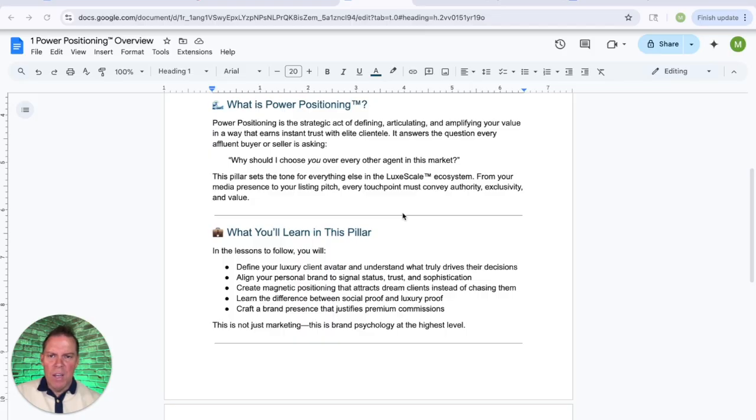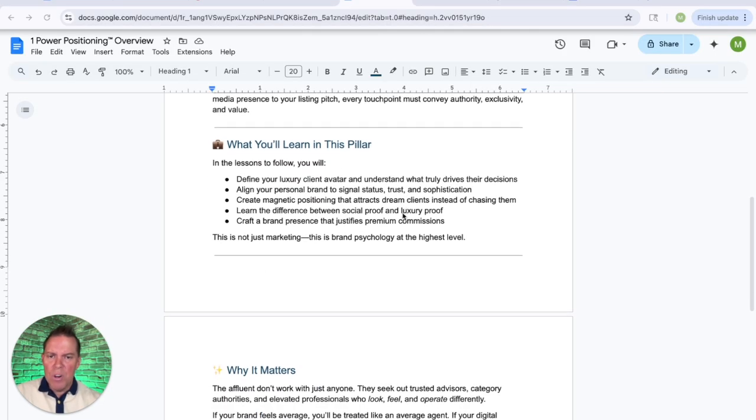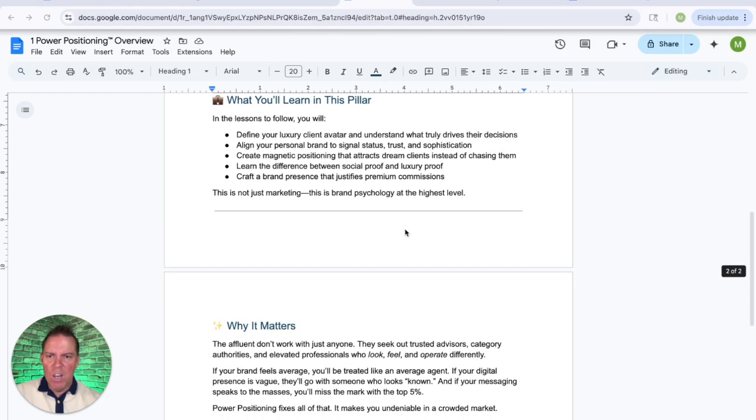At its core, you're going to answer the question: why should I choose you over every other agent in the market? That's what your client is going to ask themselves, and basically ask you or ask your advertisement. So you need to be able to answer that, and that's what this initial module, this course load, does. So what you're going to learn in this pillar, as we discussed, is to define that luxury client avatar and then understand what truly drives their decisions.